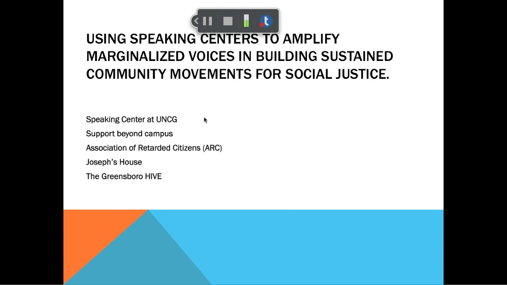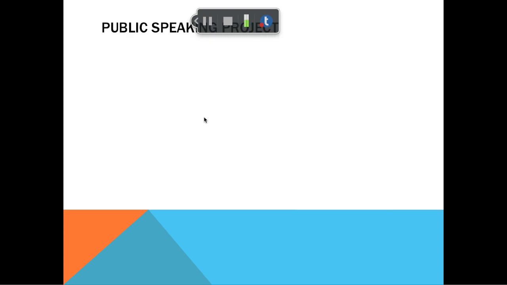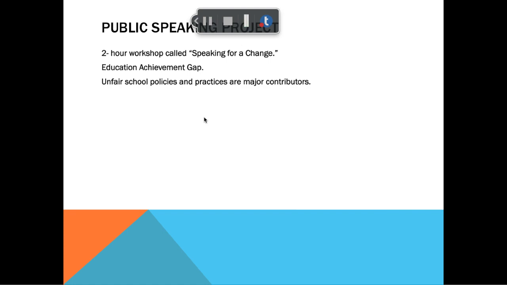And they worked together to pool their resources so that they could address a number of different social justice issues. So the public speaking process was a 2-hour workshop called Speaking for a Change. And what they did was they tried to close the education achievement gap for different types of students.